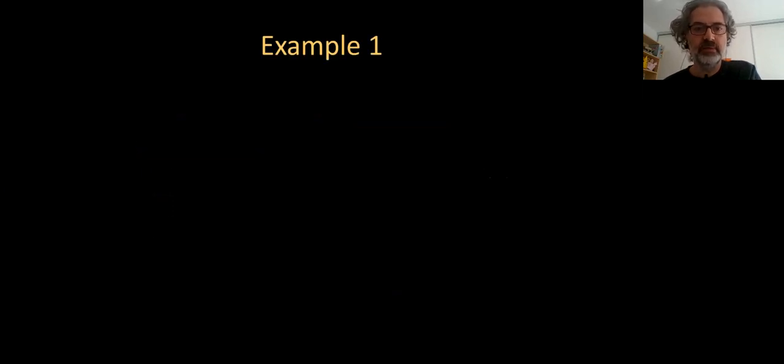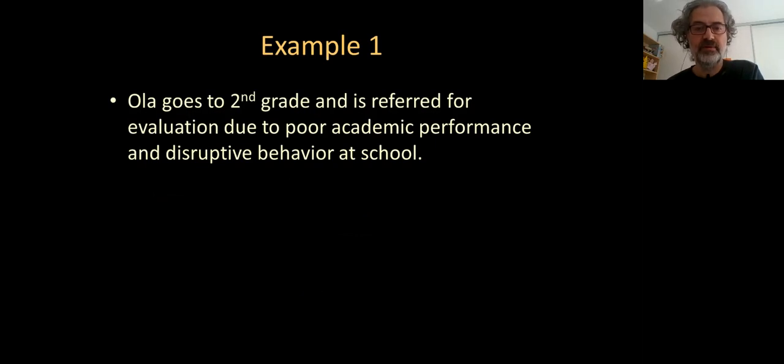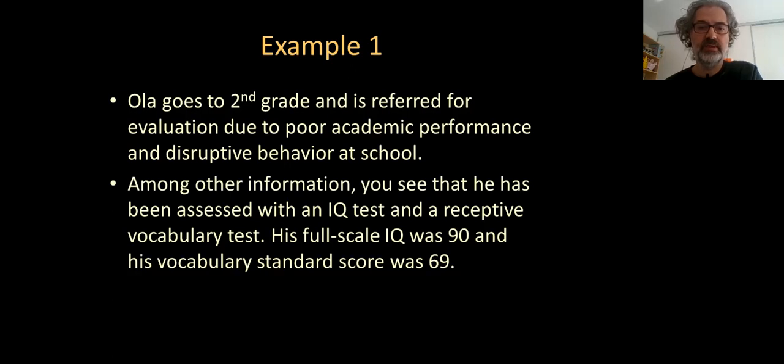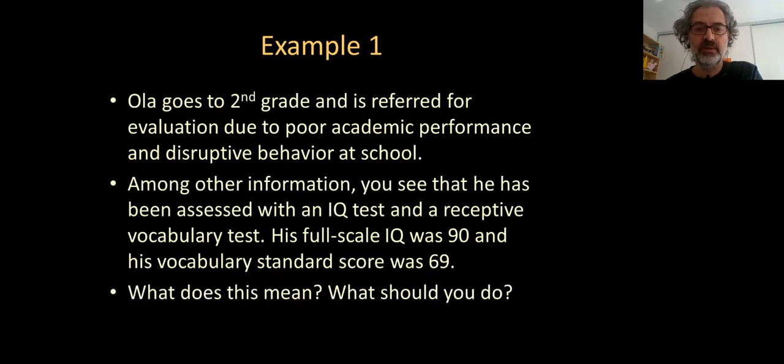In the first example, imagine a boy going to second grade who is referred for evaluation due to poor performance at school and disruptive behavior. You find out that this boy has already been assessed with a couple of tests, and there is a report of a full-scale IQ of 90 and a vocabulary standard score of 69. What does this mean? What should you do as a special needs education professional? The answer depends on understanding what these numbers mean.